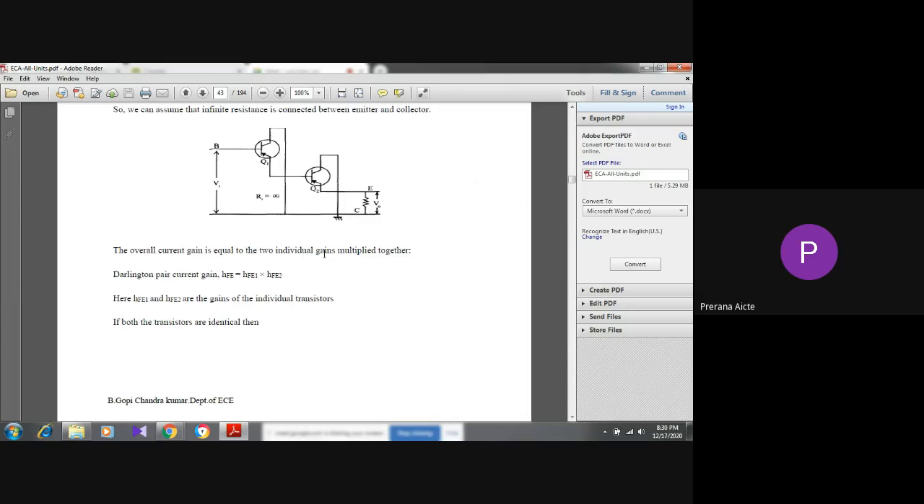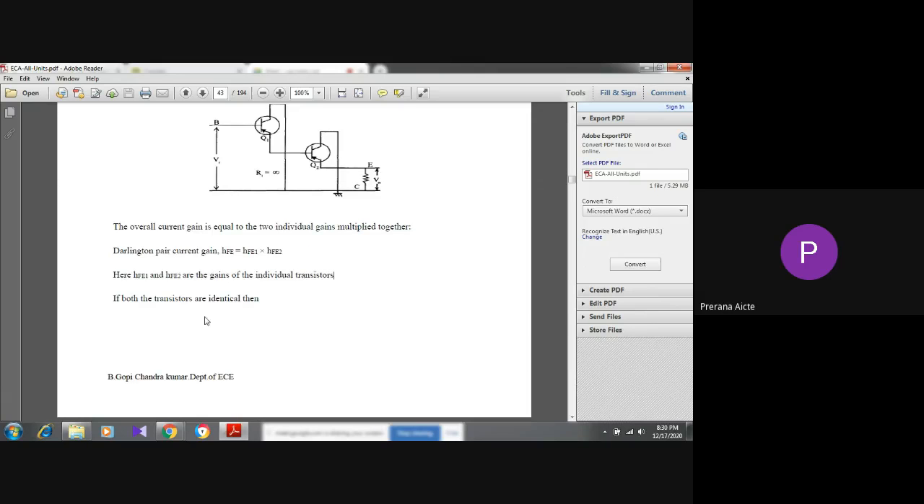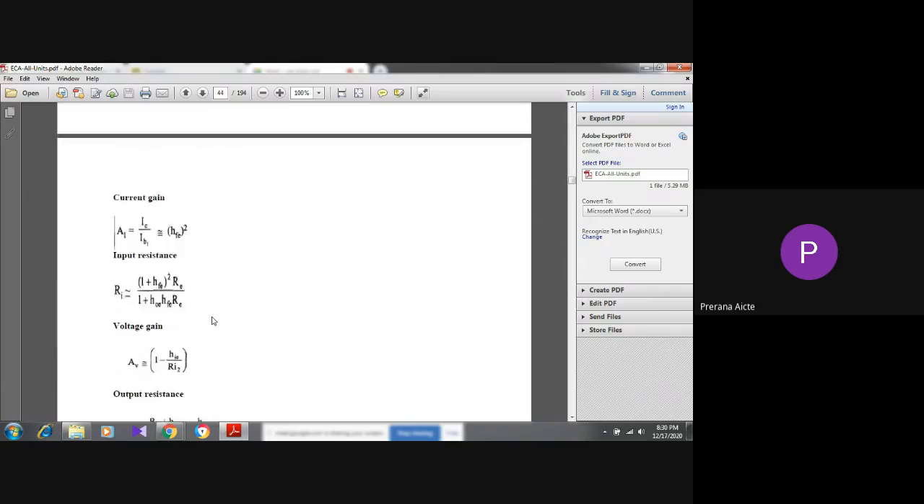Now, the overall current gain is equal to the two individual gains multiplied together. For the Darlington pair, the overall gain is hFE equal to hFE1 times hFE2. hFE1 means the first stage current gain, and hFE2 means the second stage current gain. By multiplying these two gains, you get the overall current gain. Already I mentioned here, hFE1 and hFE2 are the gains of the individual transistors. If both transistors are identical, then these are the equations.